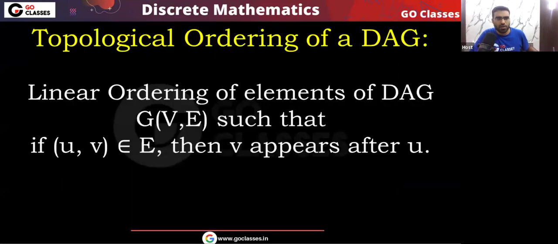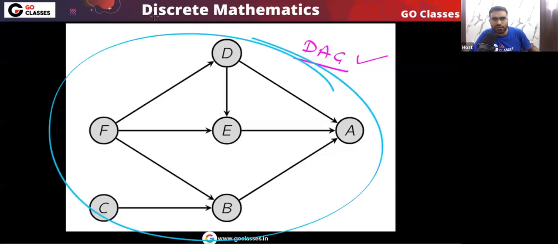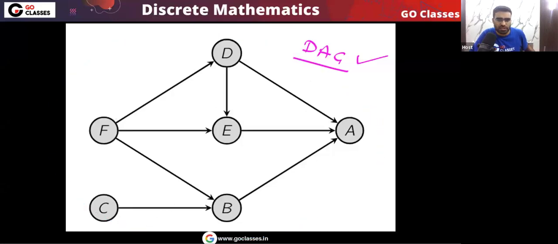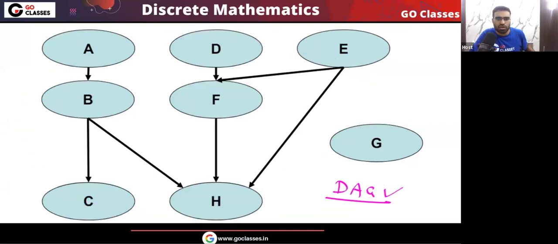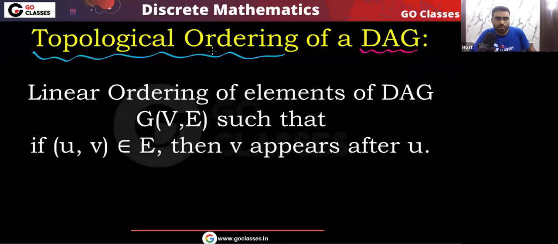Okay. Now let's see what is topological ordering of a directed acyclic graph. Remember, you must have a directed acyclic graph, a directed graph without cycle. Now, if you have a directed graph without cycle, then what is topological ordering of this graph? For example, if I give you this graph and I ask you what is topological ordering of this graph? Now the name, you can see, ordering. Okay, topological ordering. So remember, this is a linear ordering.